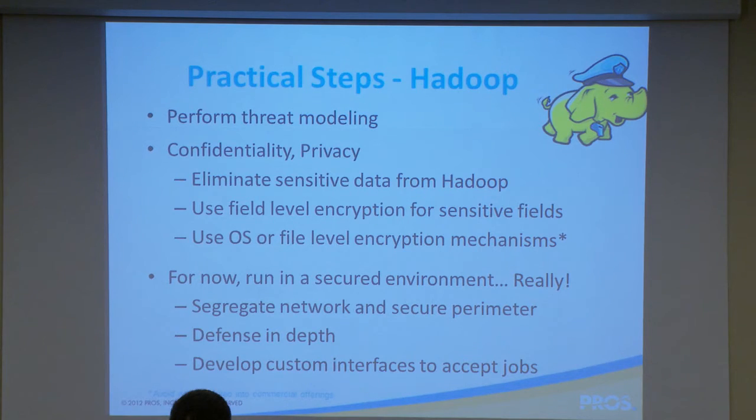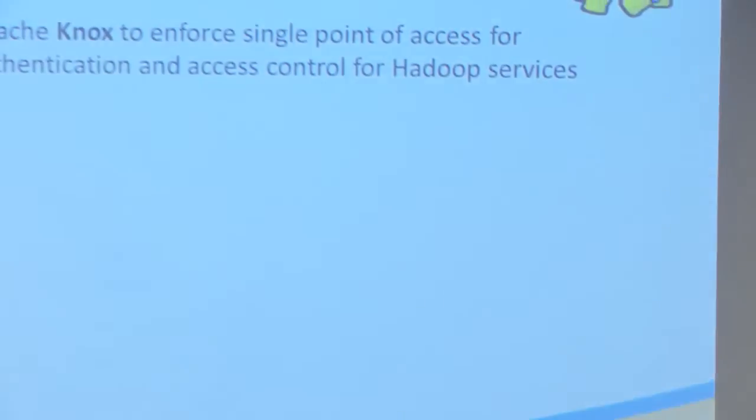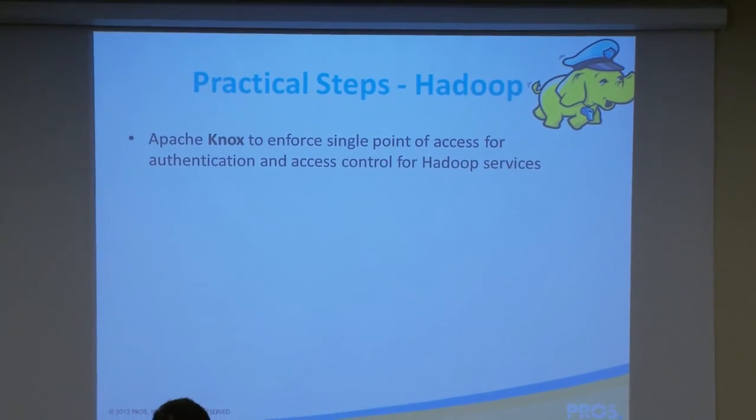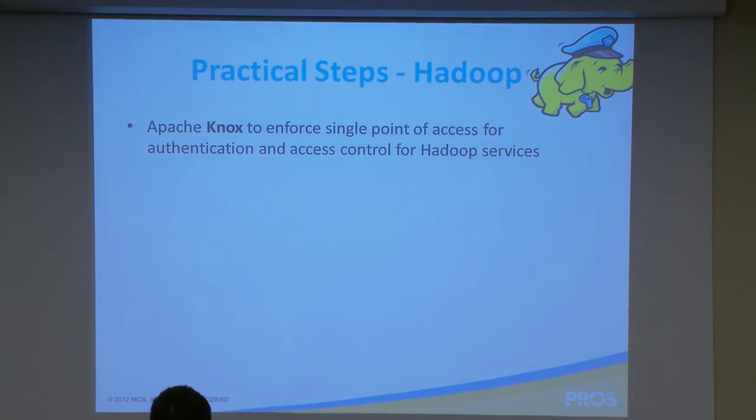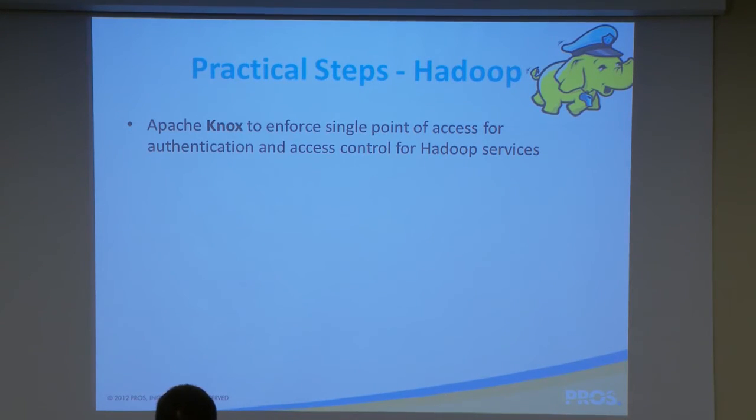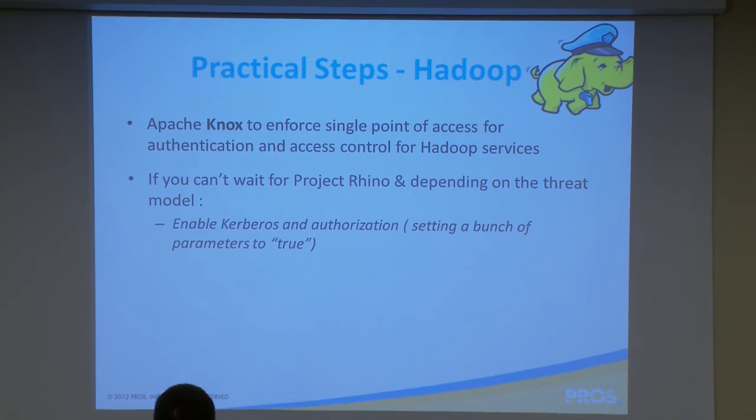So like we developed our own custom interface to accept jobs. This freed us from having to expose the entire Hadoop job config API that allows user A access to user B. So we wrote our own. There's an open source project called Apache Knox that can enforce a single point of access for authentication and access control. We are in the process of trying this out. What I do not know is how it affects scalability. So there's an open question with this, and that has to be seen. It's too early to actually figure out.